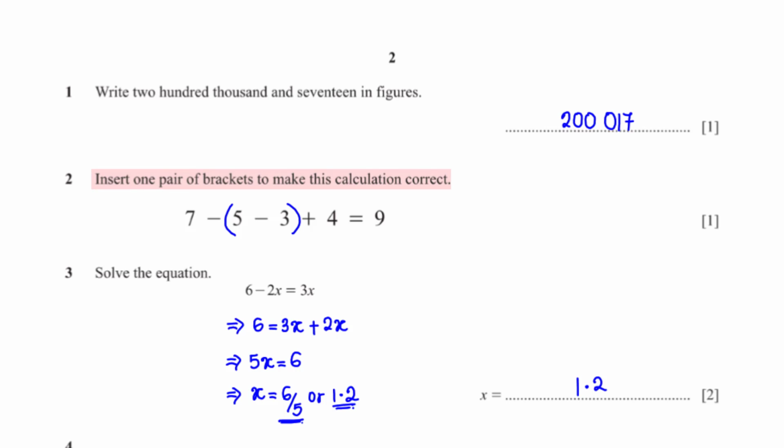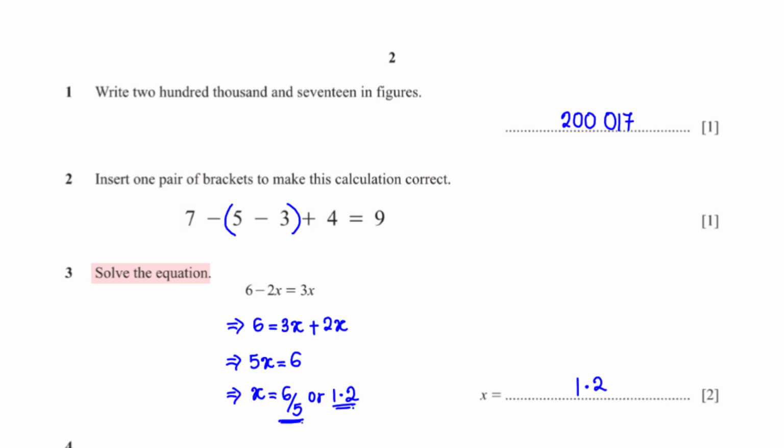Insert one pair of brackets to make this calculation correct. To make the expression on the left-hand side equal to 9, we put a pair of brackets around 5 minus 3. You can type this expression with the brackets around 5 minus 3 on your calculator to confirm. You should get 9.